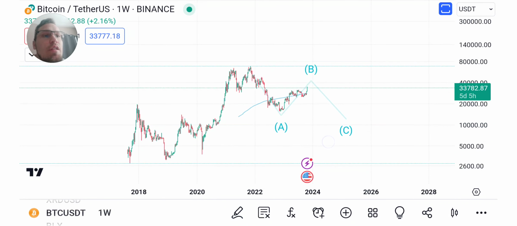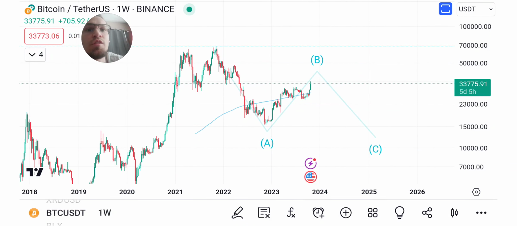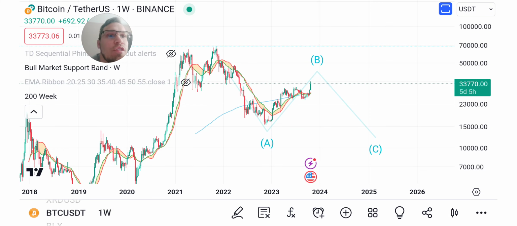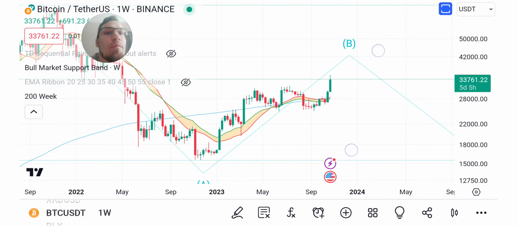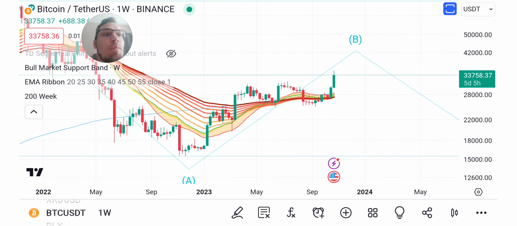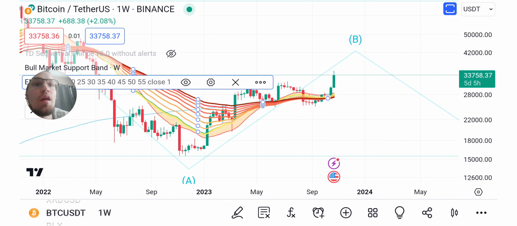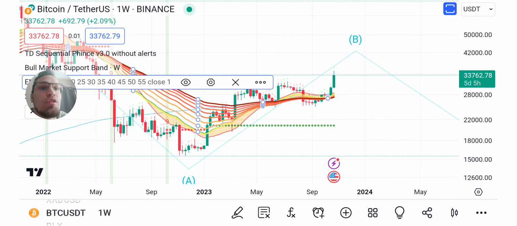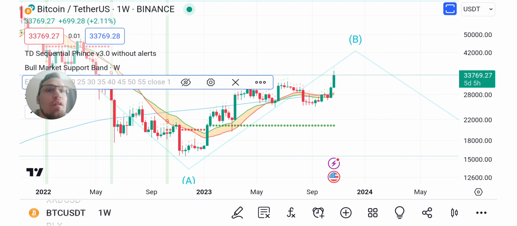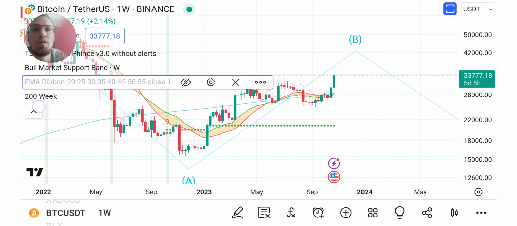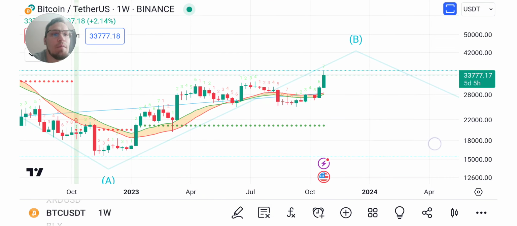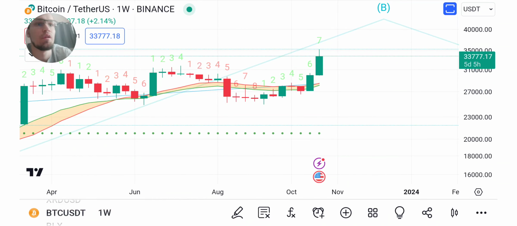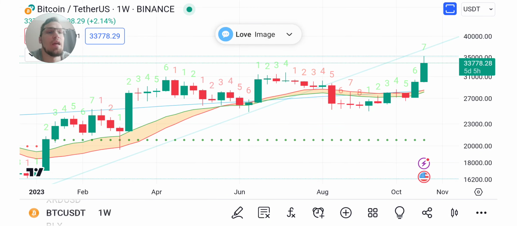So during this retracement, and then let me turn this on so you can see, this is the bull market support band. We are above the bull market support band. We are above the EMA ribbon, and TD sequential. I like to use this as well. I'm just going to put those two up there. Yeah, so right now we're on a weekly 7.